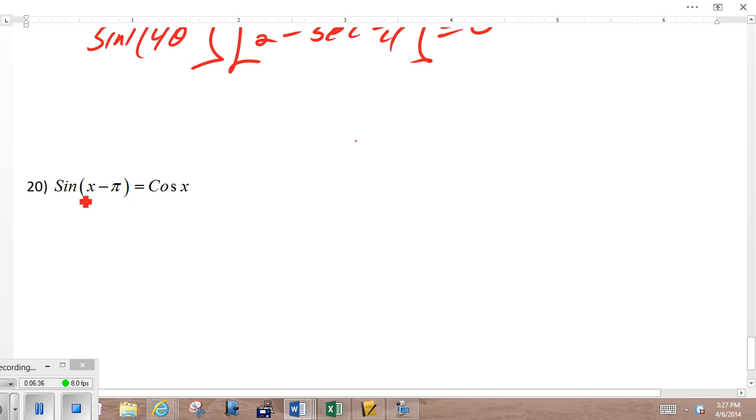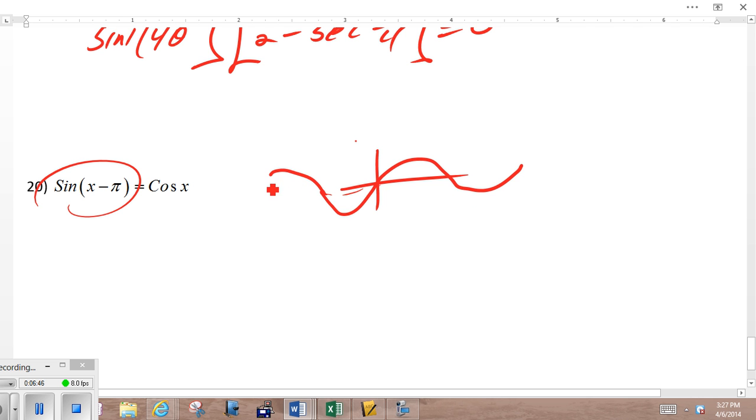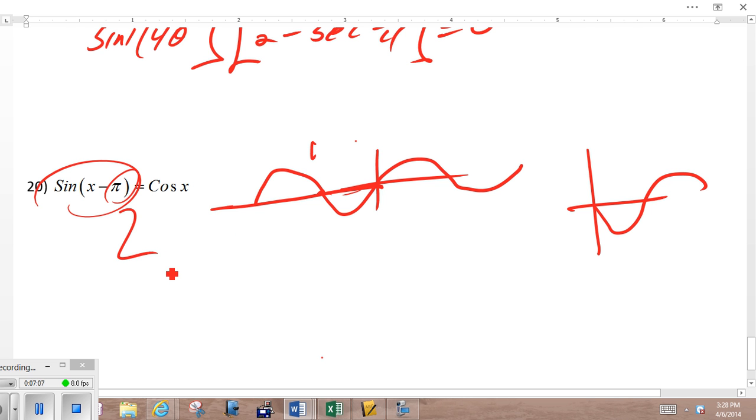This one, I think I'm going to just look at my graph. If I imagine my graph of the sine here, there's 2 cycles of the sine. This is asking me to move the sine pi units to the right. So basically, this point is going to be shifted up there, and so it's going to look like the negative sine. So it's going to look like the negative sine of x equaling the cosine of x.